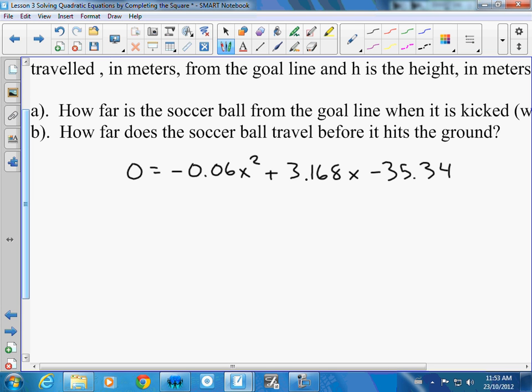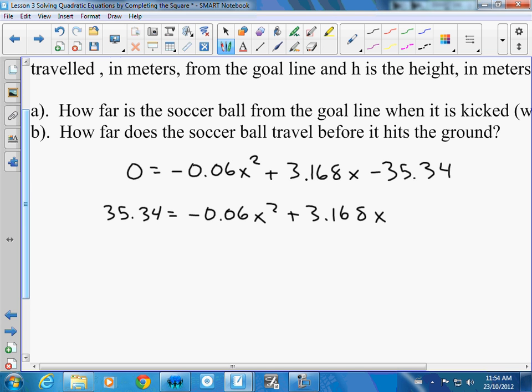Now, we've made it equal to 0. But in all three examples we've done so far, do we make it equal to 0? No. What did we do? We moved the constant to the other side. You guys remember the constant. What's the constant in this case? Negative 35.34. So we move it to the other side. So it's going to be 35.34 equals negative 0.06 x squared plus 3.168 x.